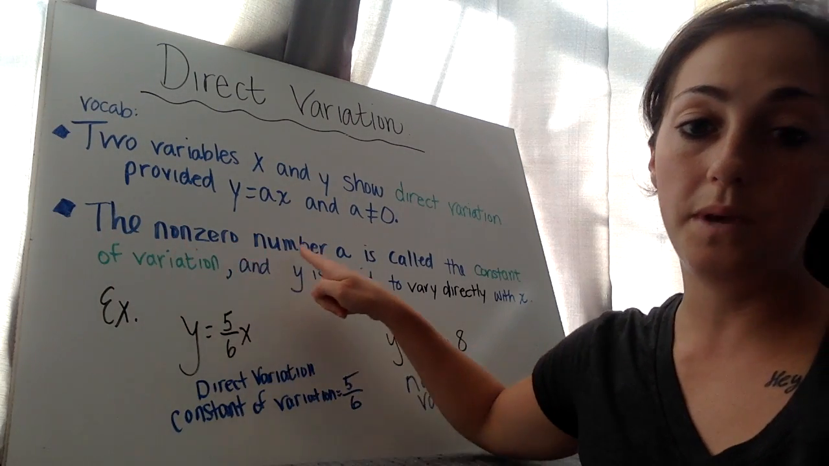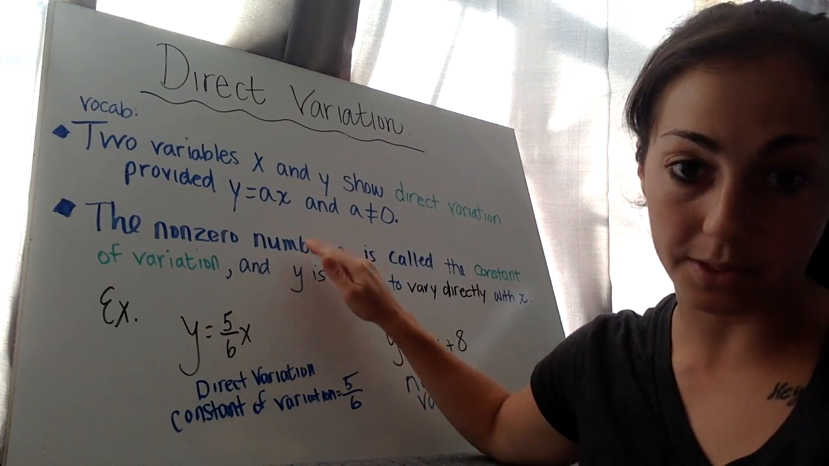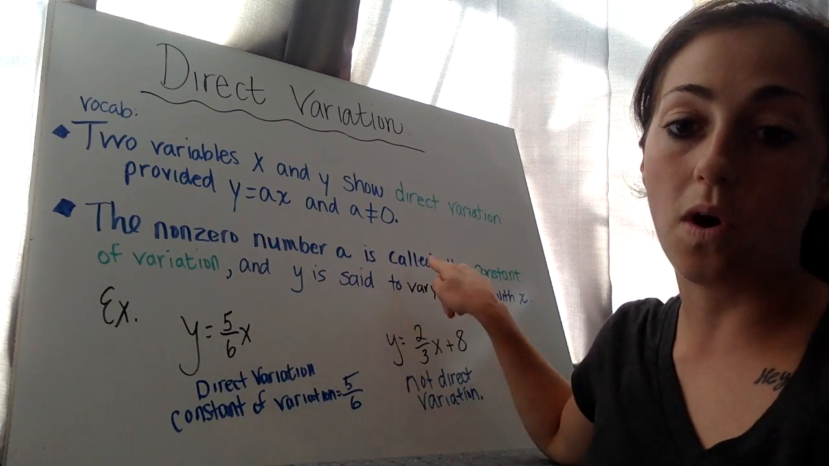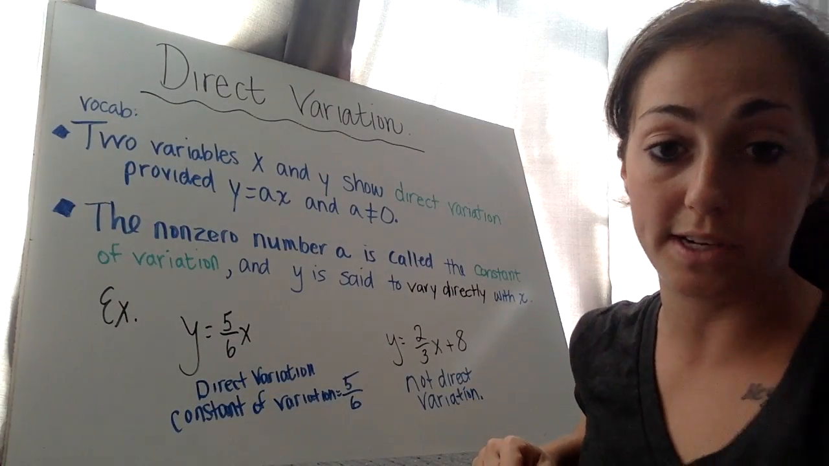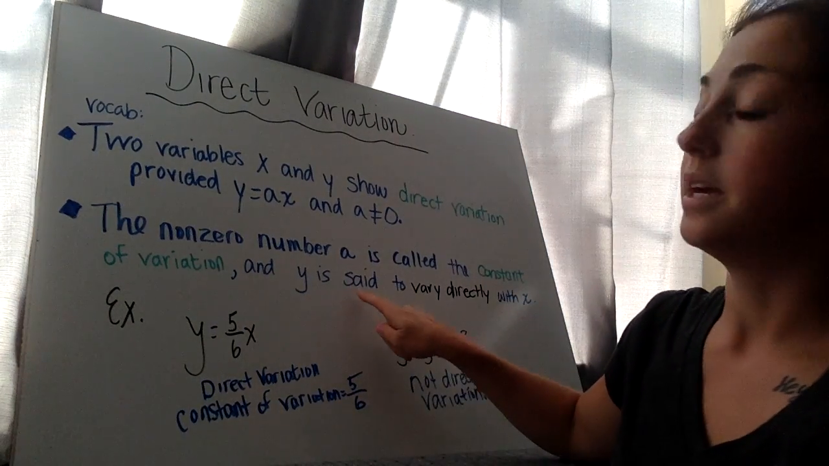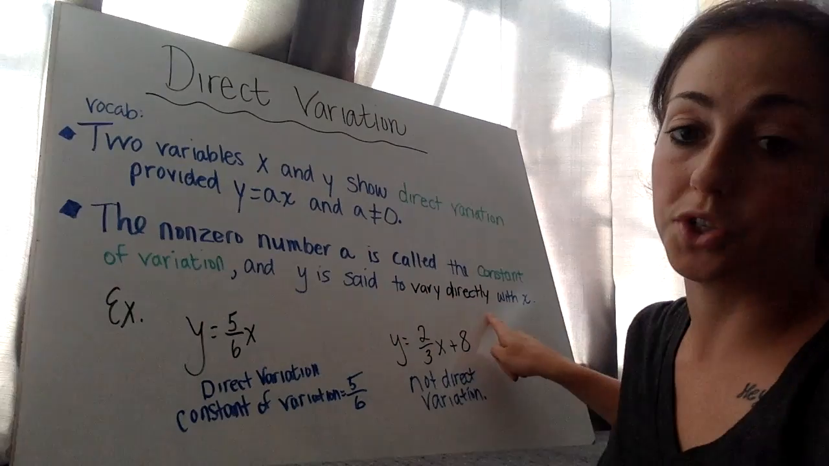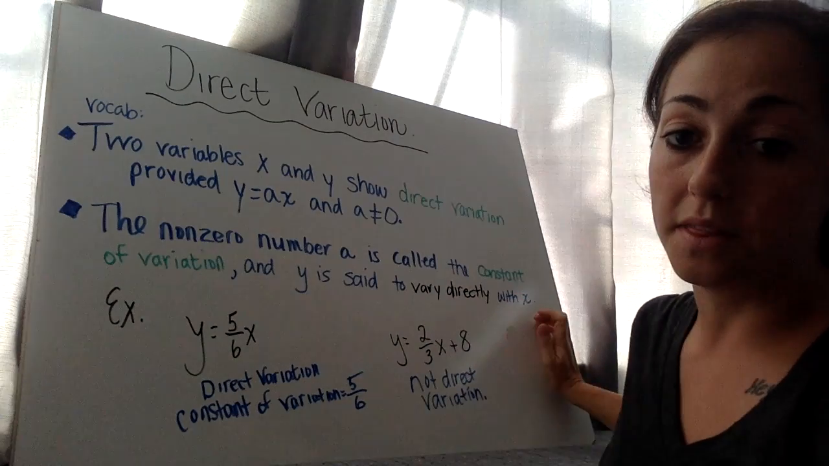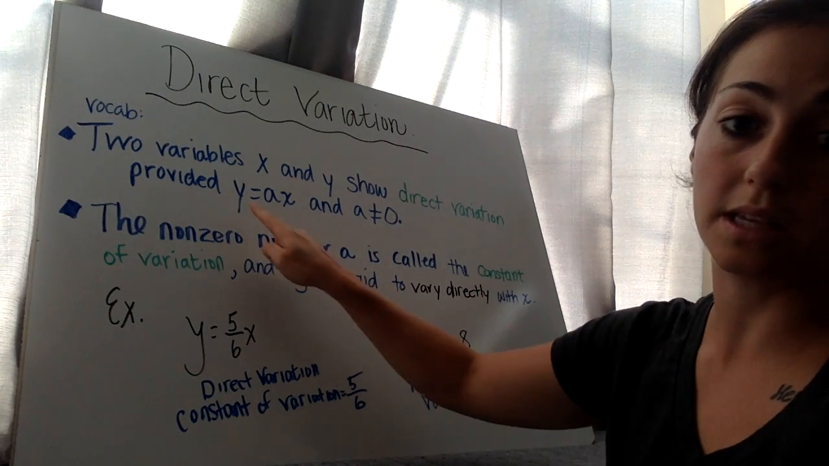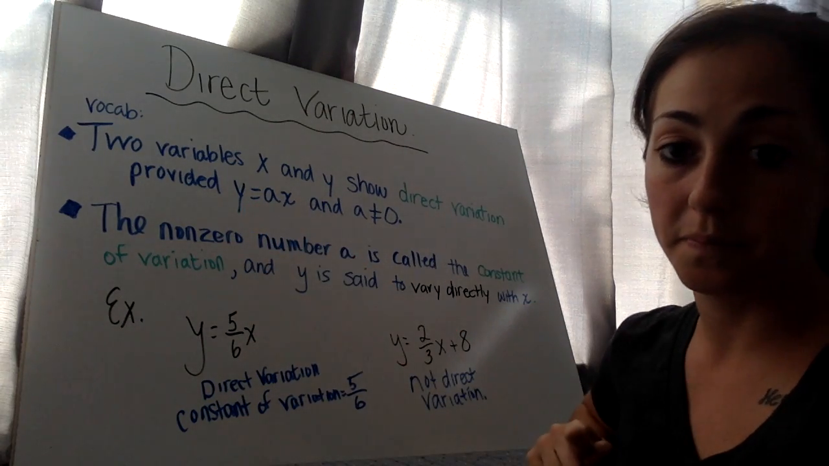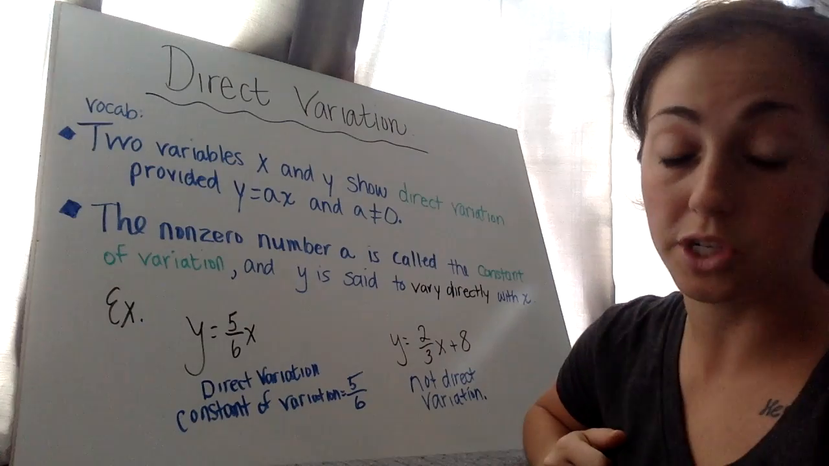The non-zero number a, so it can't be 0 like we said here, is called the constant of variation. So a is the constant of variation. And y is said to vary directly with x. This term right here, y is said to vary directly with x, just means that you have the setup y equals ax. And a is the constant of variation.